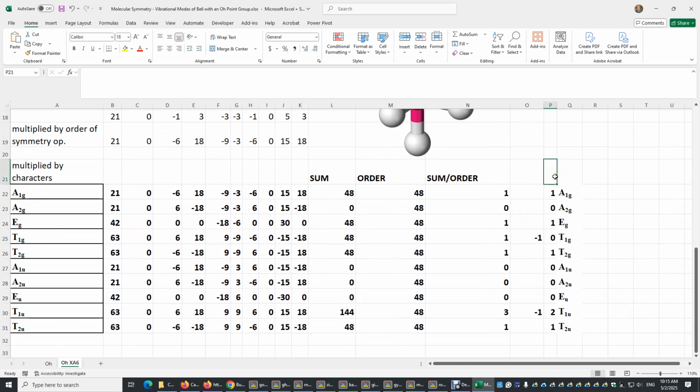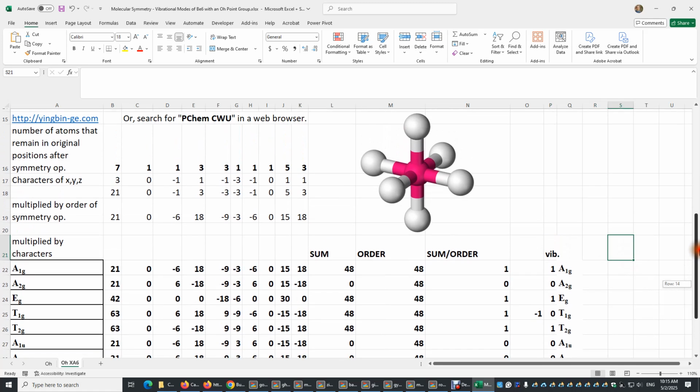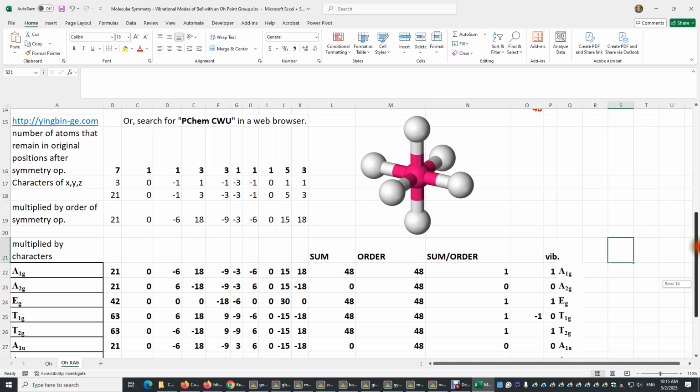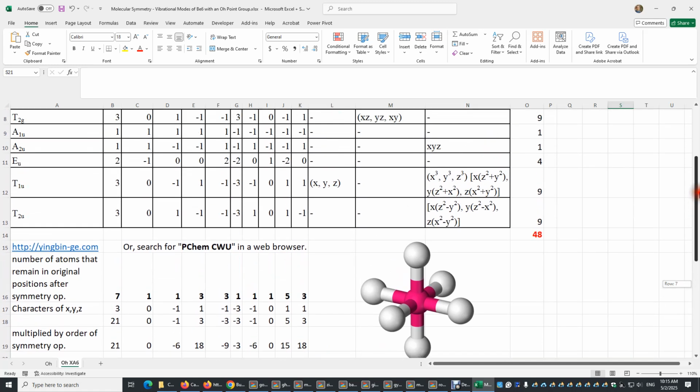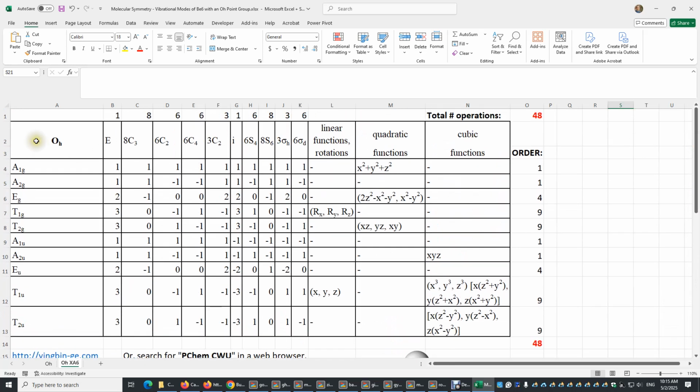I need to put vibrational modes here. Alright, that's how we determine the number of vibrational modes for a molecule or an atomic cluster that belongs to the octahedral point group.